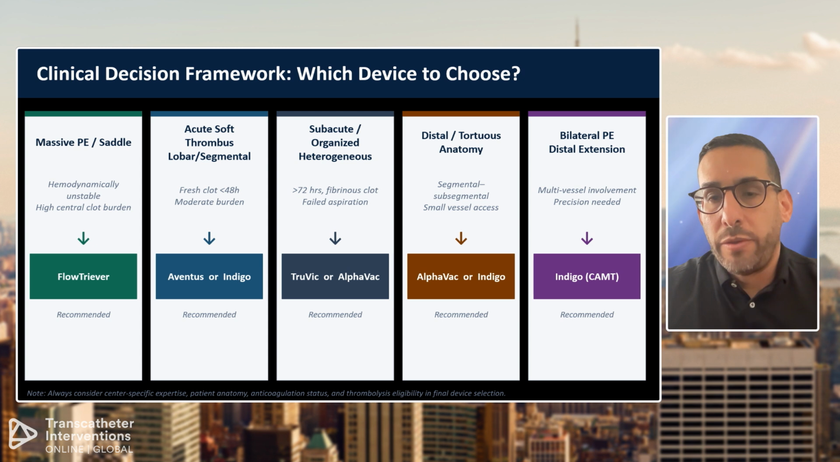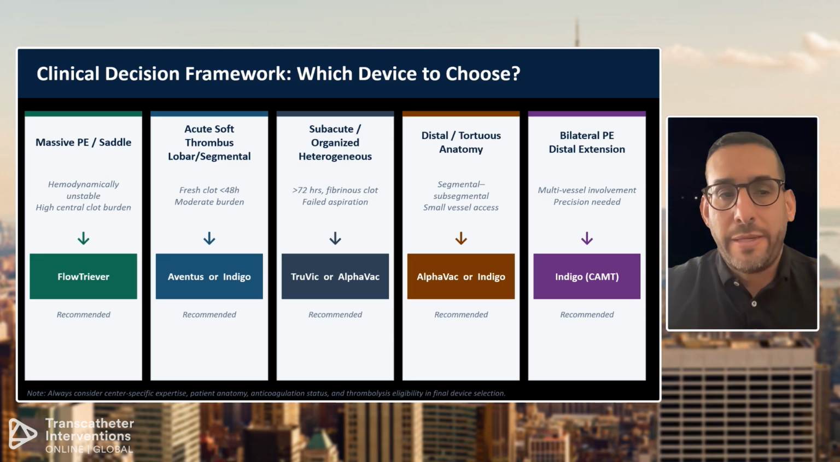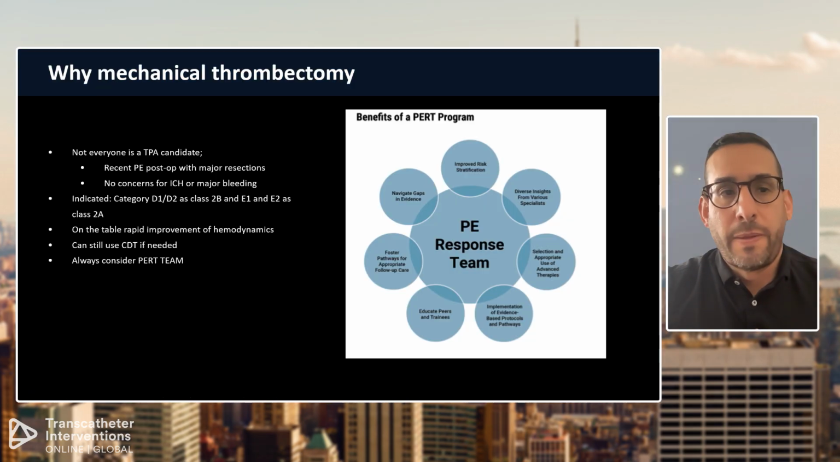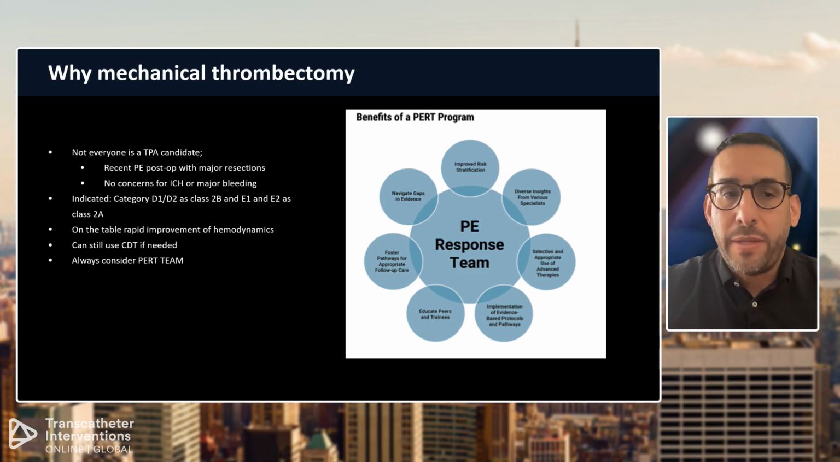In my opinion, I don't know the clinical value of that, but people are studying that and doing it. And in large saddle PE, I still think FlowTriever is the ideal device, and Indigo can also be used. So why mechanical thrombectomy? I think we've seen the data. It's a very effective procedure.